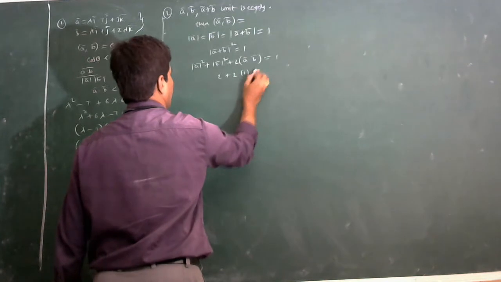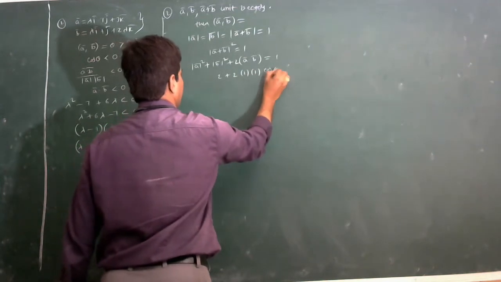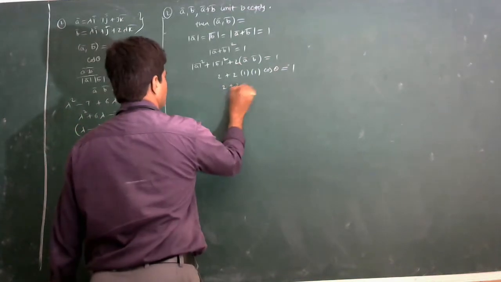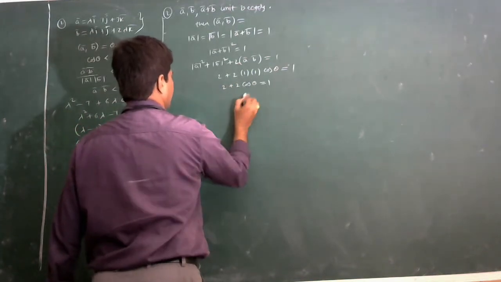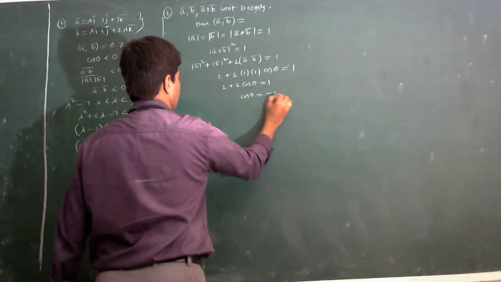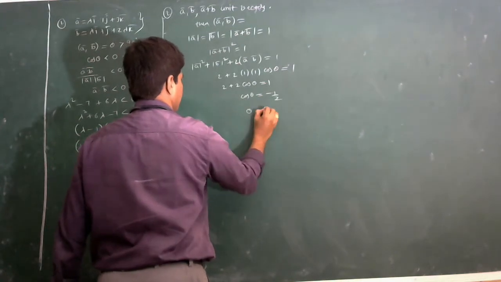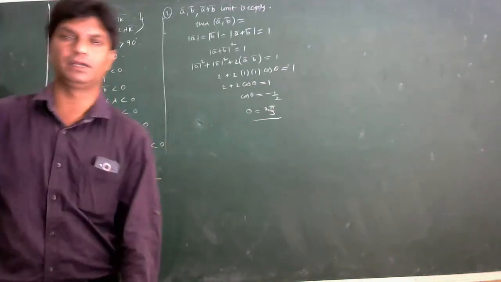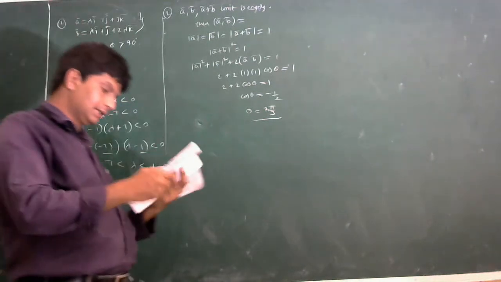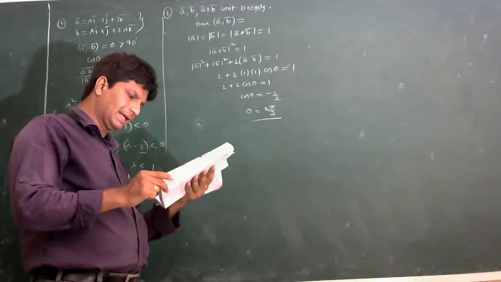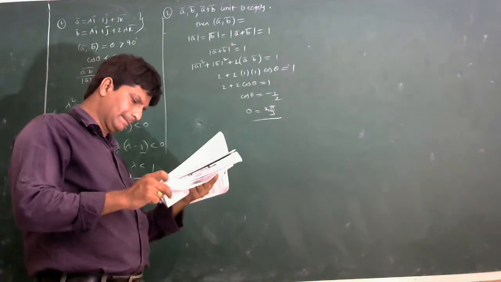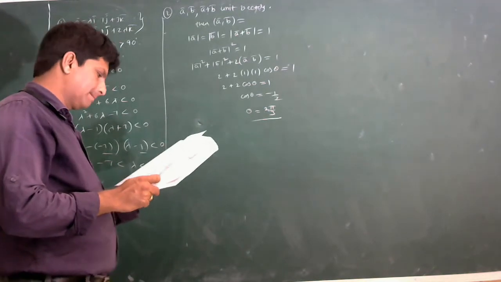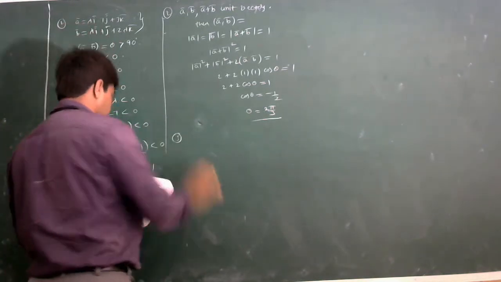That means mod A bar is 1, mod B bar is 1. Theta is the angle between A bar and B bar. So how much will you get here? This is 2 plus 2 cos theta equal to 1. Directly I am writing cos theta equal to minus 1 by 2, which can be written as cos 120 degrees. Therefore theta equal to, in terms of radians, 2 pi by 3. Right. This is the second problem. Next one. Next problem is the third problem. What is given here?